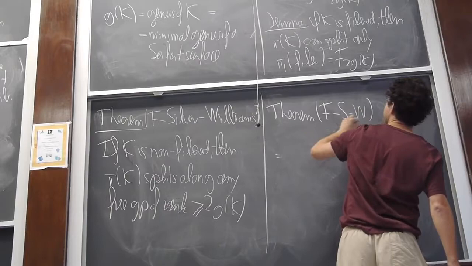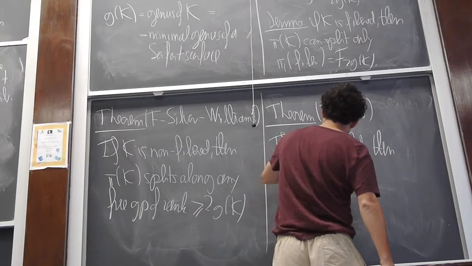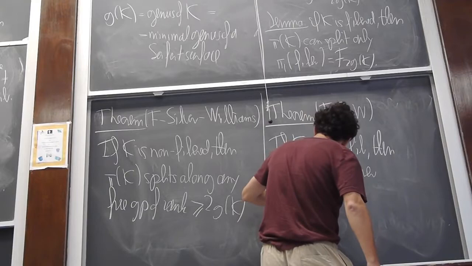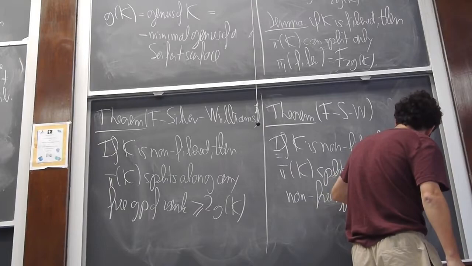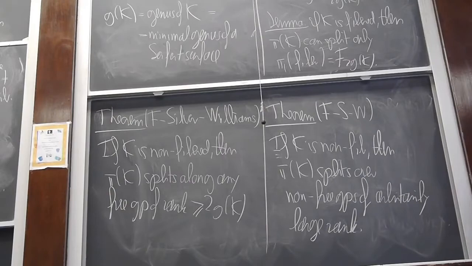Namely, if k is a non-fibered knot, then pi k splits over non-free groups of arbitrarily large rank. So it turns out you can also split the knot group over lots and lots of non-free groups. But perhaps I will not say anything about the proof.